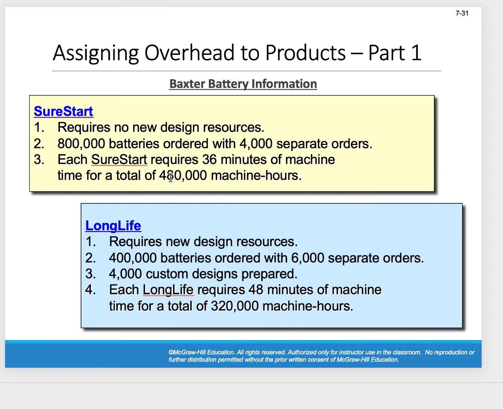We do the same thing for Long Life. Long Life, no new design changes. We make 400,000 batteries, 6,000 separate orders, 4,000 customer designs prepared. Each Long Life requires 48 machine hours, so we have a total of 320,000 machine hours.